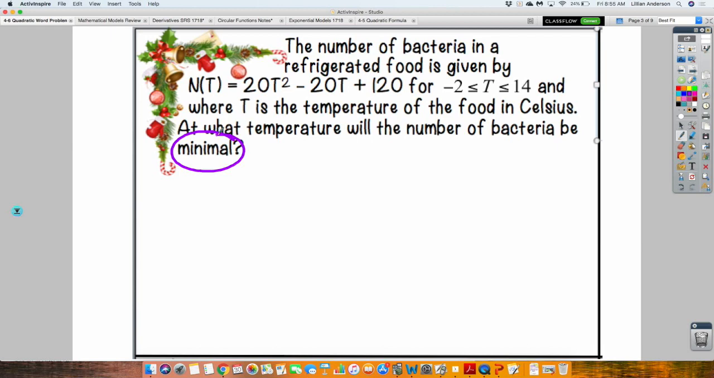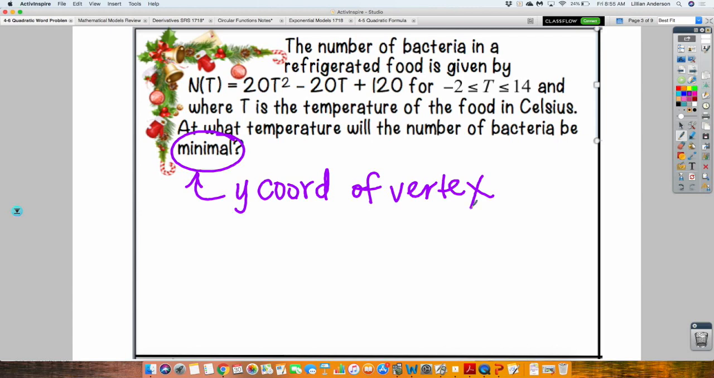The y. So here, at what temperature will it be minimal? You're looking for the y coordinate of the vertex. So that's what you have to find for this problem. Anytime it talks about the minimum, maximum, minimal, the highest it could go, the lowest it could go, it's asking for the y coordinate of the vertex. And how do you find the y coordinate of the vertex again?